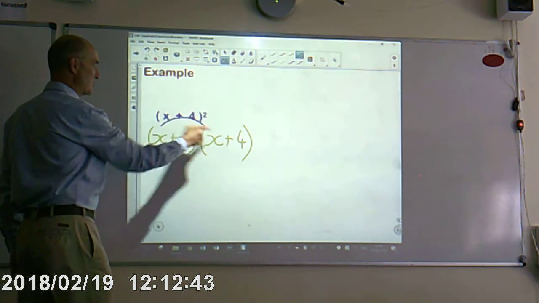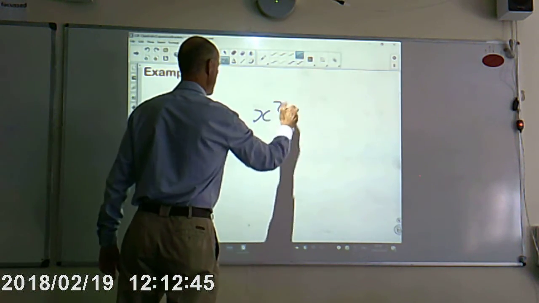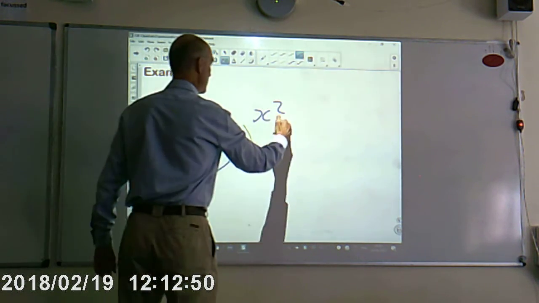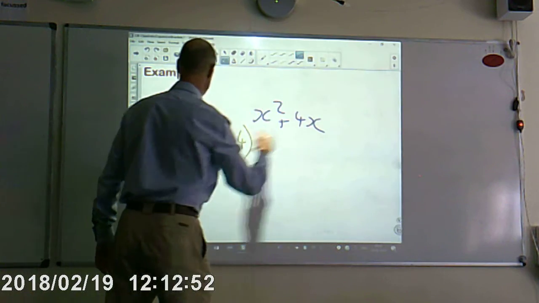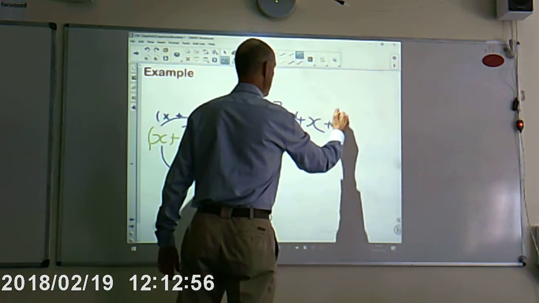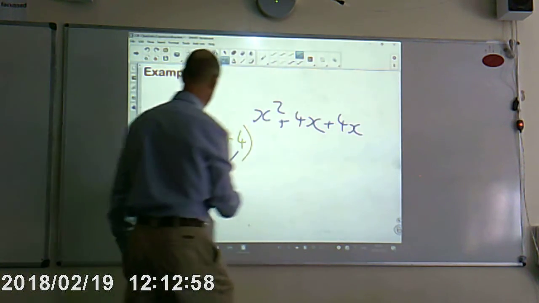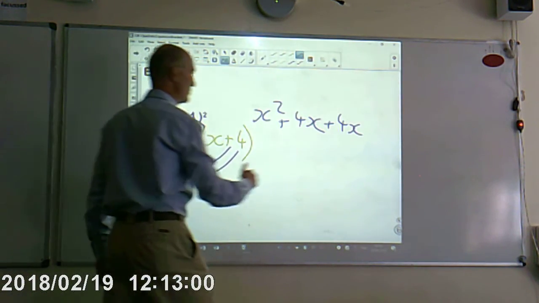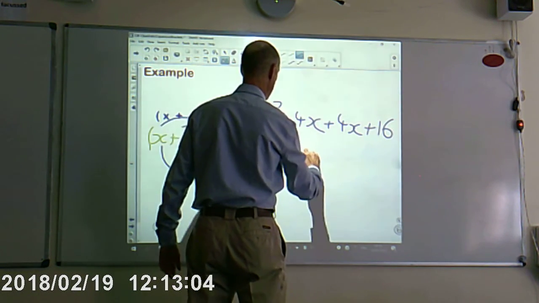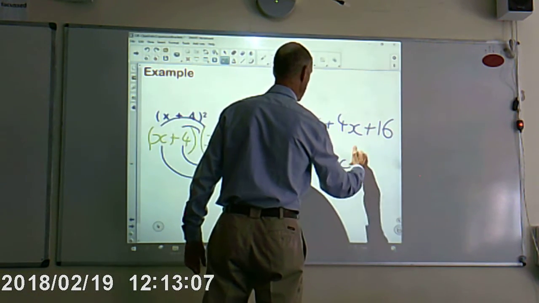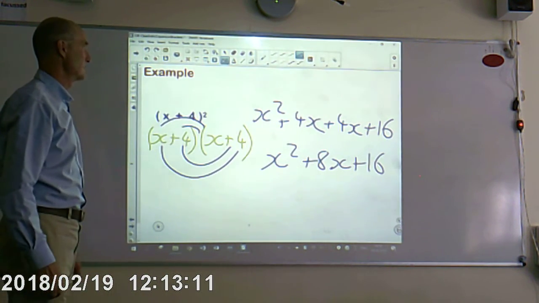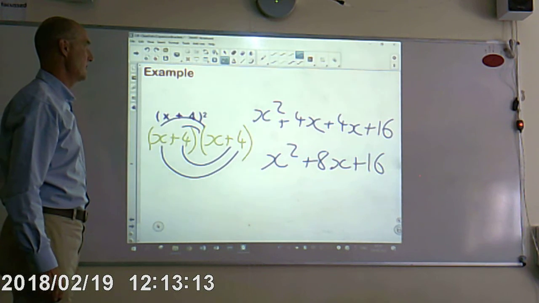First terms, x times x is x squared. Outside terms, x times 4 is plus 4x. Inside terms, 4 times x is plus 4x again. And last terms, 4 times 4, plus 16. X squared plus 8x plus 16. Expanding out two brackets, ladies and gents. That's been a quick skim through.